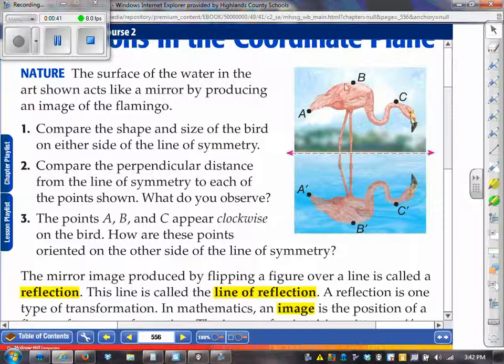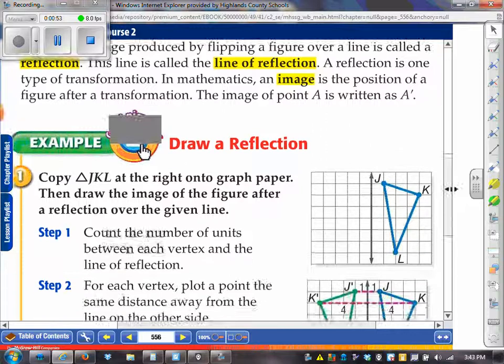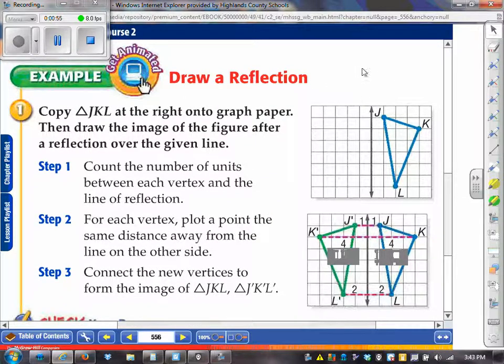Like the image of this flamingo here, it's reflected on this line, and so it brings the image down here below, and it's the opposite of what's going on. Oftentimes we reflect over the y or the x-axis. Here's an example of reflecting over the y-axis.